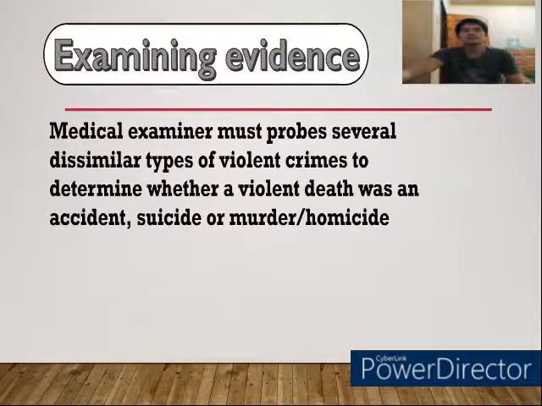Next is the examination of evidence. The medical examiner must probe several dissimilar types of violent crimes to determine whether a violent death was an accident, suicide, or murder, homicide. So in all cases, the medical examiner must carry out a thorough investigation of the crime scene to determine the cause of death of the victim. They also examine the evidence in the body by performing a post-mortem examination of the victim's body.